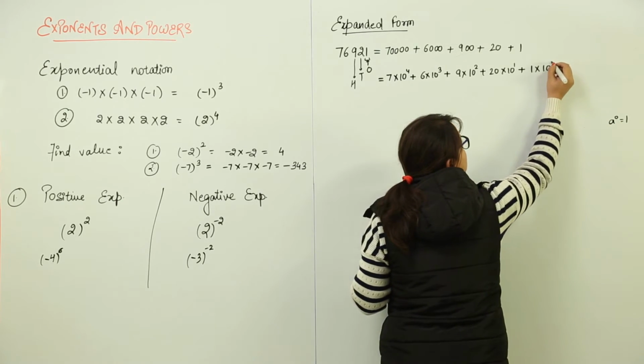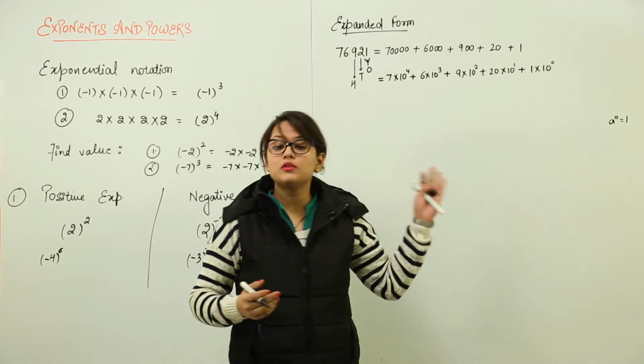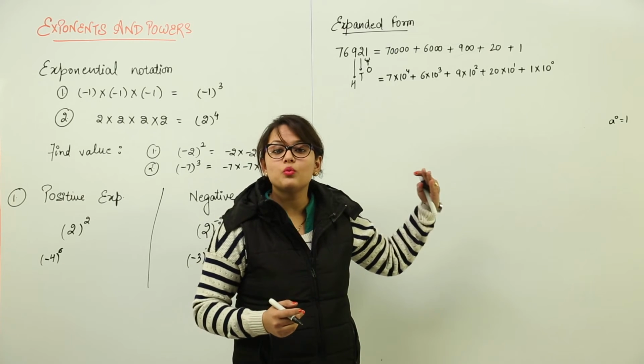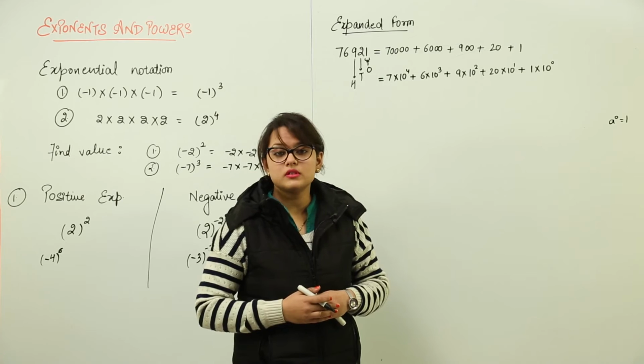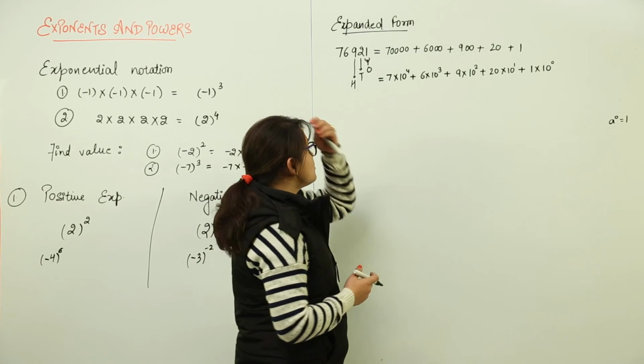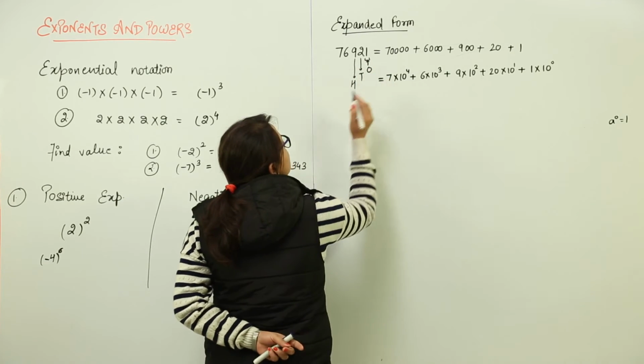That means here also 10 raised to power something would have been, but it would have been 10 raised to power 0. Why? Because there is no other 0 present that can be visible to us, right? So here we write the expanded form in this way.